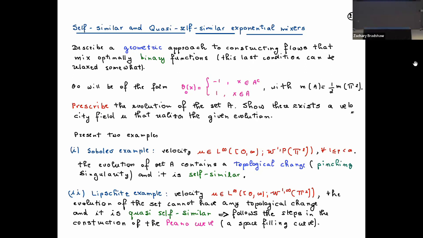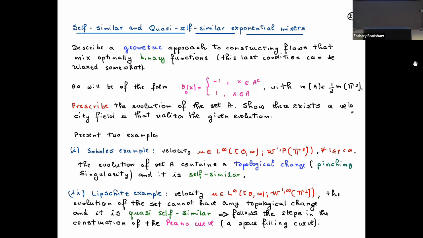And because you're not in the Lipschitz class, you can allow topological changes. So the evolution of the set A contains a pinching singularity. And this mixing will be self-similar. So the construction will be totally self-similar. And then I will say one word. I won't go into the detail, but I will show you some pictures of the Lipschitz example that's significantly more involved. So the velocity is uniformly in time Lipschitz in space. Of course, you cannot have topological changes in this case.